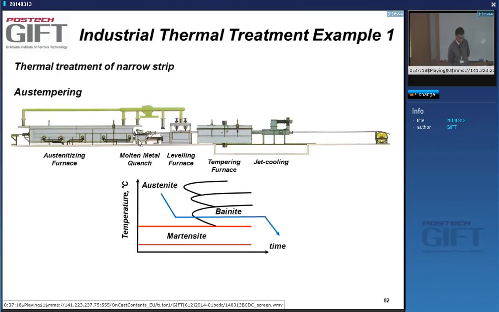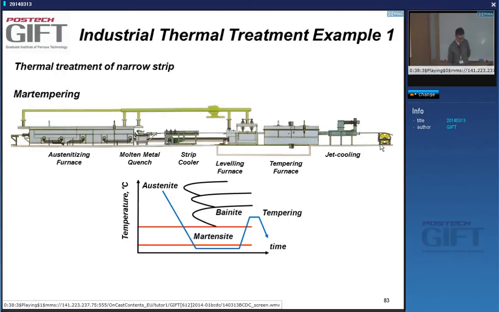The quenching here is done by a liquid metal. It can be, for instance, liquid lead. The leveling furnace is so that the temperature is homogenized. Okay. And then you do a tempering furnace. That's where you keep the strip at the bainite transformation temperature before cooling it with this jet cooling part. And then you roll the strip back up. Yes. So what's happened between the start and the end? Here you have a very simple soft steel. Here you have a very hard, tough steel.